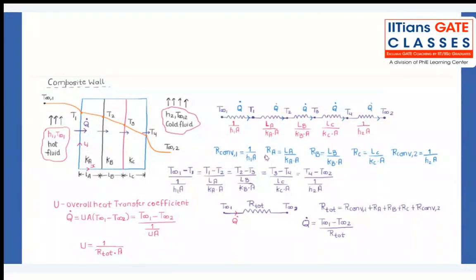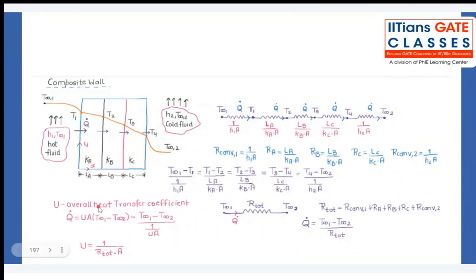You can combine all these resistances in series into a single resistance and say it is the total resistance. Then you can write T infinity 1 minus T infinity 2 by R total. R total is what? Addition of all these resistances: convection, conduction, conduction, conduction, convection. And then you can use the resistor formula. Q dot becomes T infinity 1 minus T infinity 2 by R total.